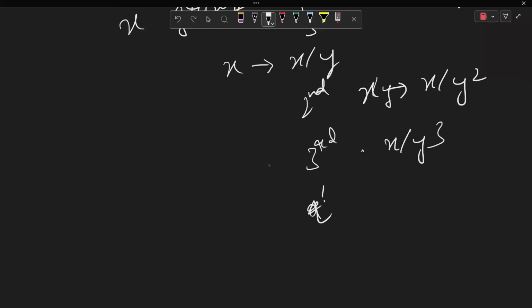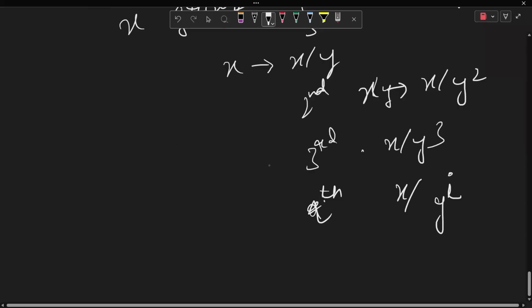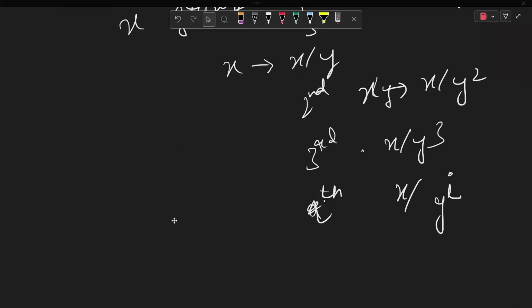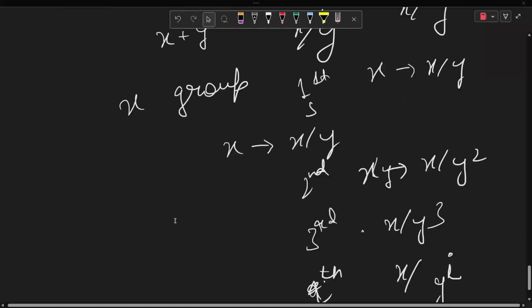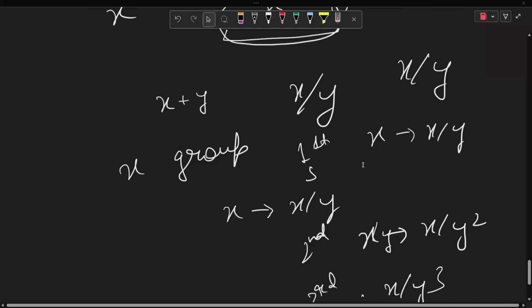So after the ith step, we would move to x by y to the power i. Whoever was asking the doubt, just tell me if it's clear till here. You can unmute also and say where it was not clear.